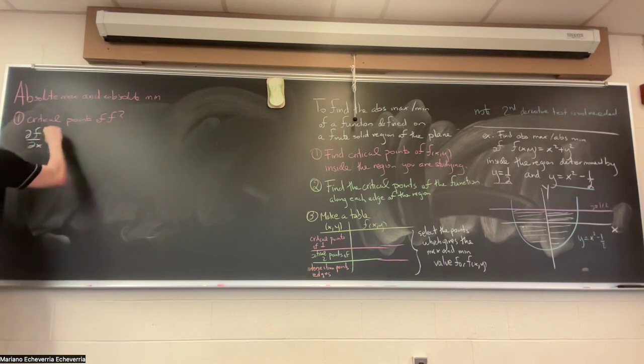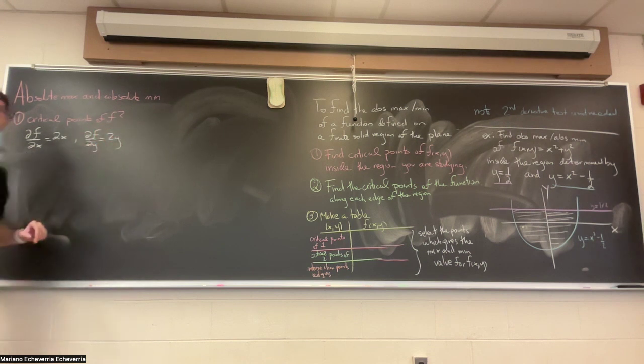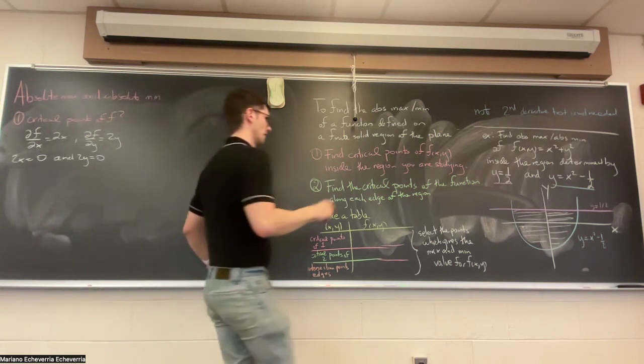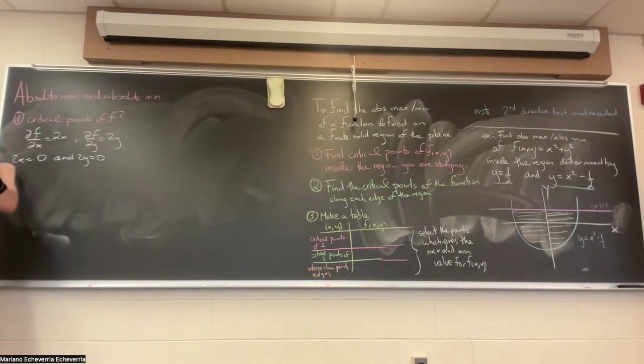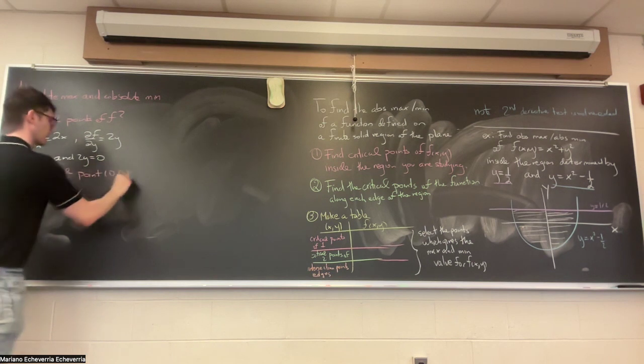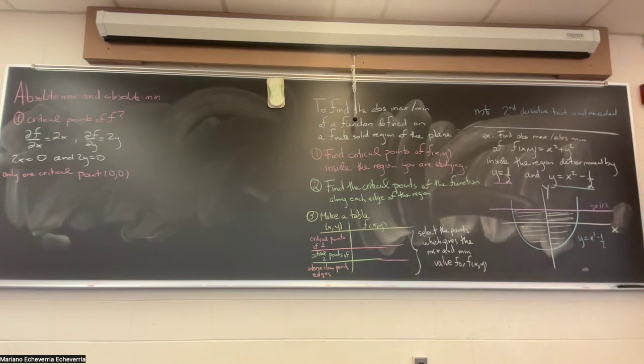The derivative with respect to x is 2x, and the derivative with respect to y is 2y, right? So the only way for both equations to become zero is you need 2x equals 0 and 2y equals 0. So there's only one critical point, which is the origin. The only critical point of F is 0, comma 0. So that is the first step: just find the regular critical points. Is that okay? The first step?